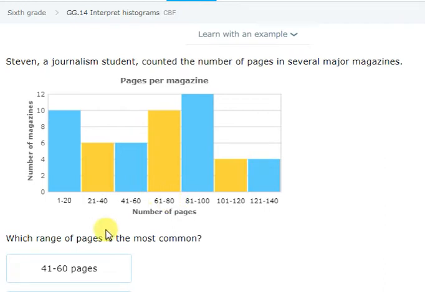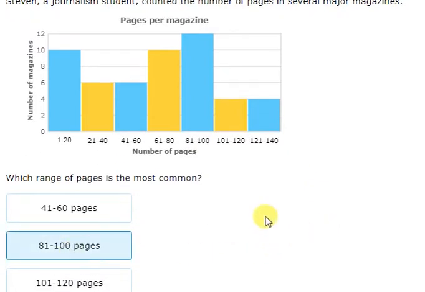Now they are asking, which range of pages is the most common? Most common means the range which has the larger number of magazines in it. Whenever you see "most", we have to look for the bar with the longest height. So this is the bar which has the longest height. That means the most magazines are in the range from 81 to 100 pages, right? So this is the right answer, 81 to 100 pages.